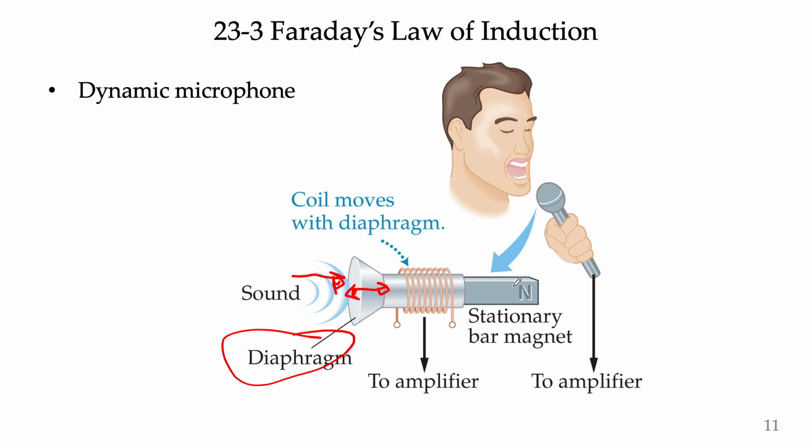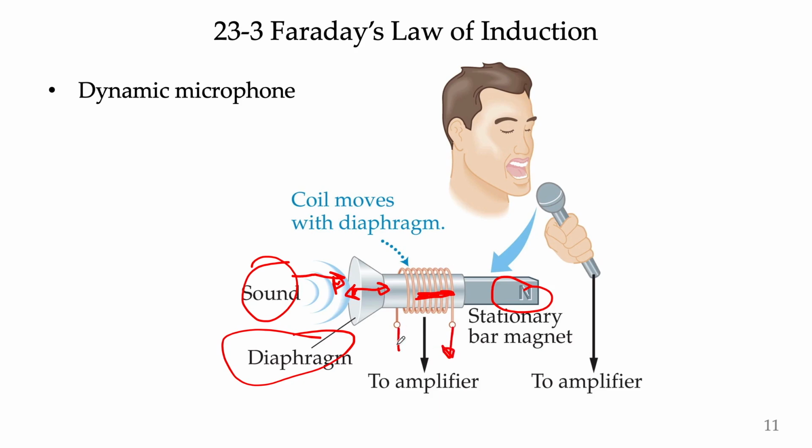Now there's a stationary bar magnet. In this case, the bar magnet is not moving, it's stationary, but the coil itself moves to the right and left. So it's constantly moving with respect to the incoming sound. As this moves, the flux will change inside the magnetic flux because it's getting closer and farther away from the bar magnet. So that would create some current.